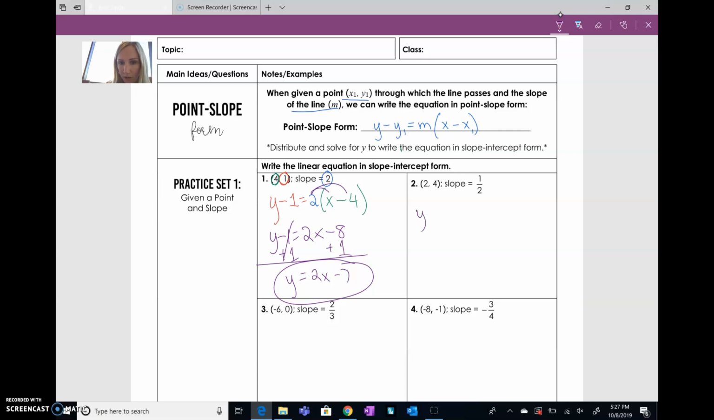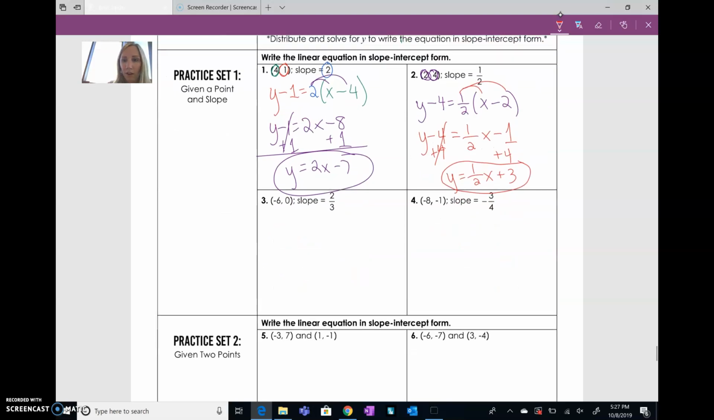Okay, same thing here. Y minus your y value equals the slope, and then x minus your x value, which is 2. So you distribute the half to both of those, so I get y minus 4 equals 1/2 x, and then half of negative 2 is negative 1. I add 4 and I add 4, and y equals 1/2 x plus 3, because negative 1 plus 4 is 3. Then you can graph it.